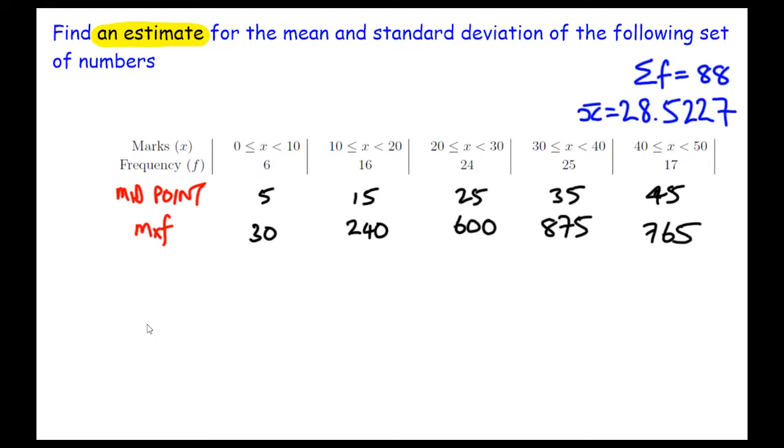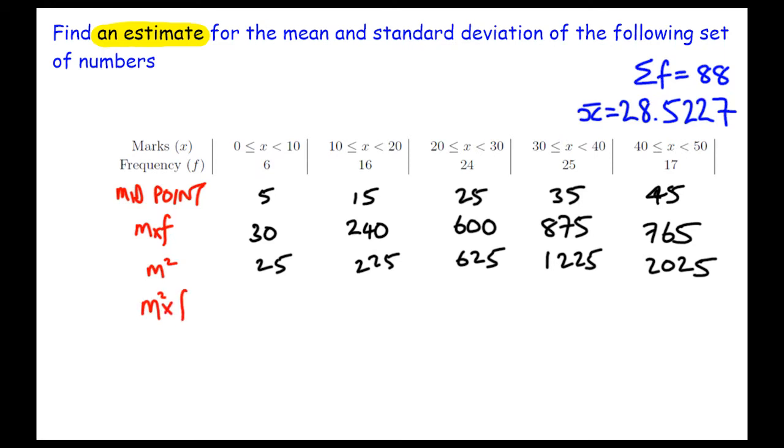So we really wanted to find a few more values here. So can I find the x squareds, which in this case is going to be the midpoints squared. So those midpoints squared are going to be 25, 225, 625, 1,225, and 2,025.